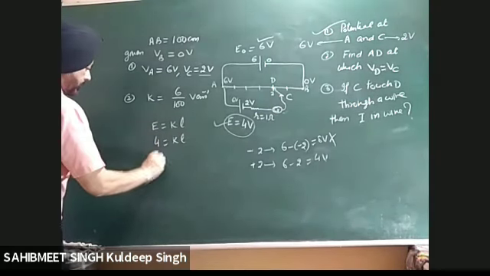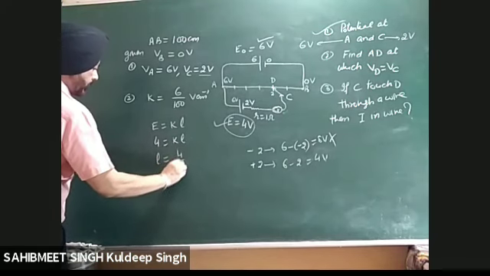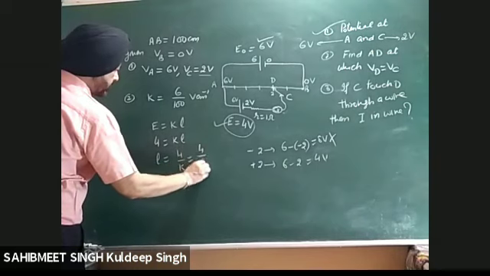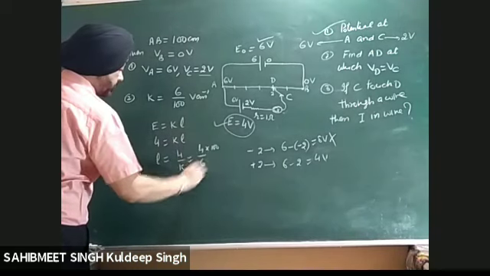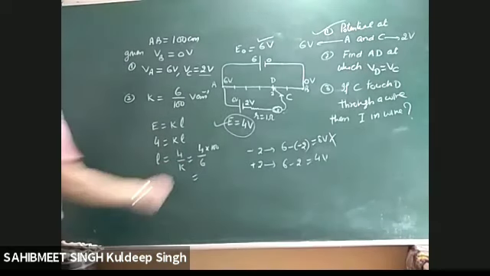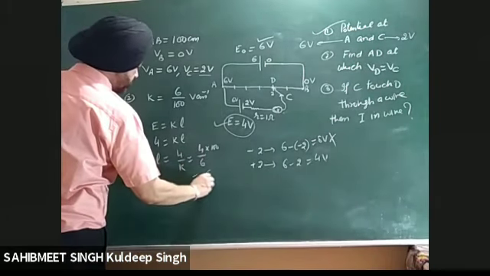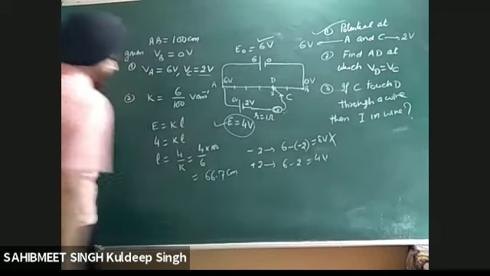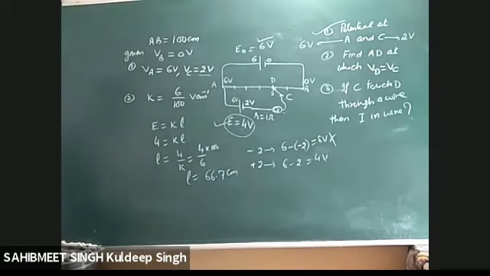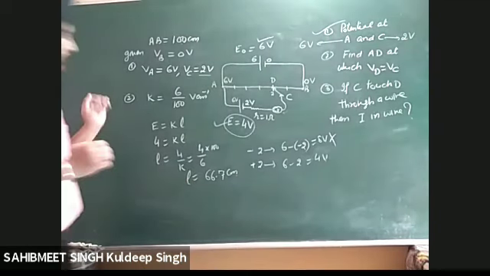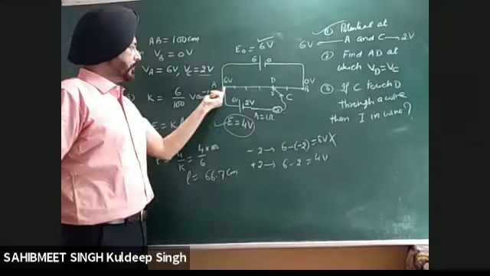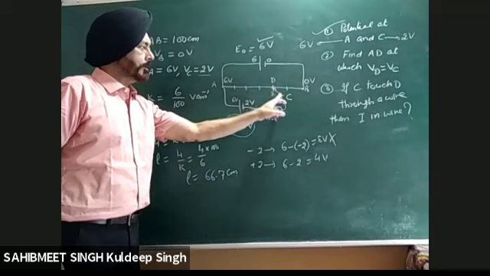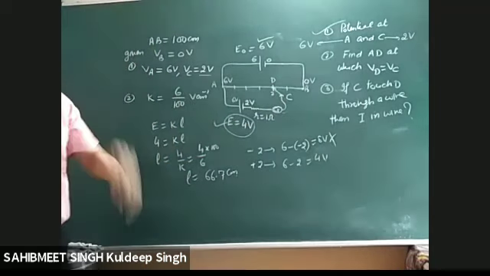KL. L equal to 4 by K. That is 4 upon 6 into 100. Now solve it. You will approximately get 66.7 centimeter. So therefore, at 66.7 centimeter from point A, the potential at C and D will be equal. बराबर हो जाएगा.